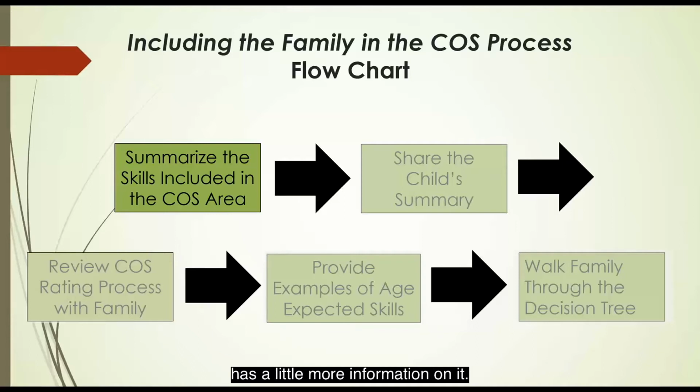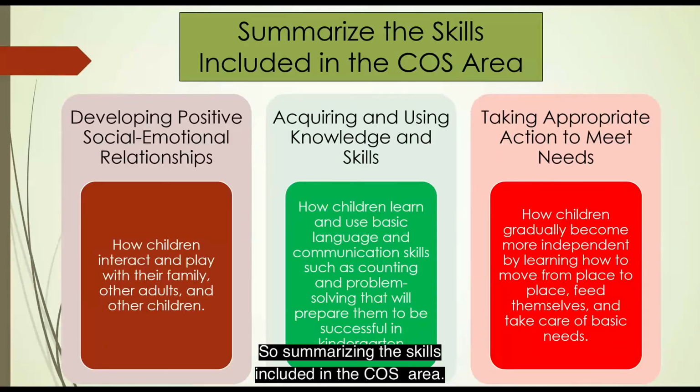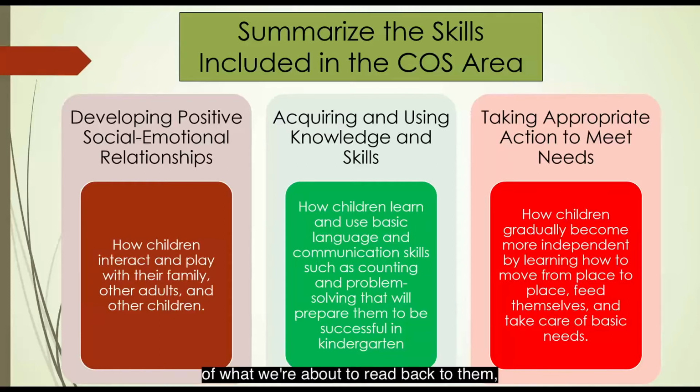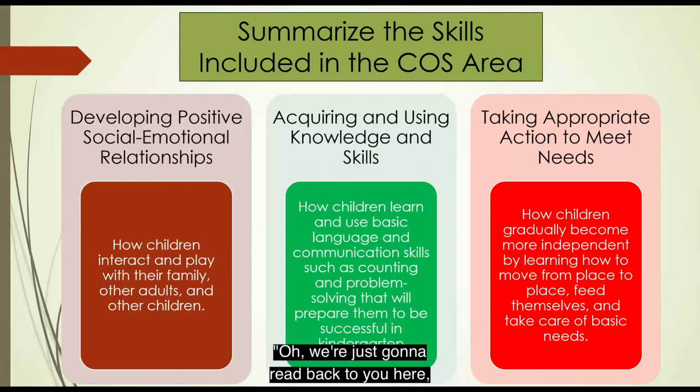It has a little more information on it. So, summarizing the skills included in the COS area, we want to just give the family a quick briefing of what we're about to read back to them, what their summary entails. It may look like, we're just going to read back to you here how your child interacts and plays with their family, other adults, and other children. And then you can go into the summary.